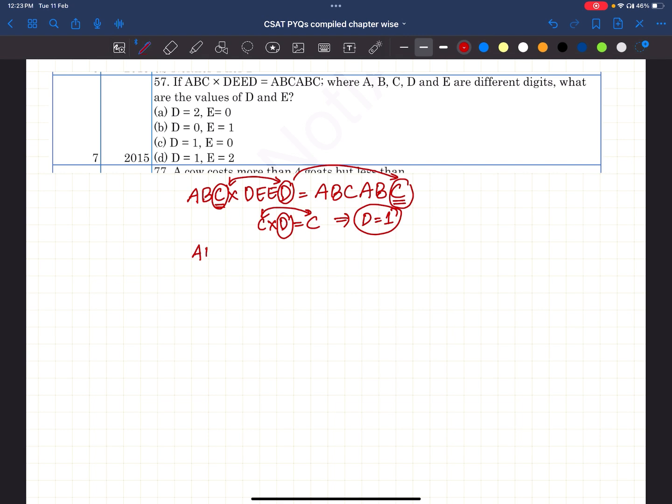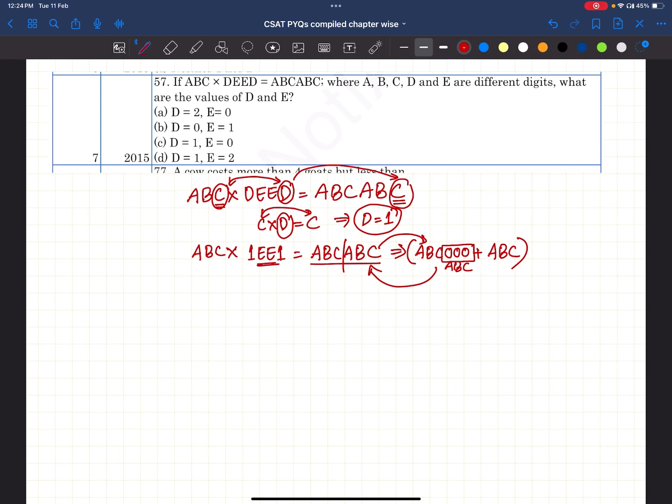Now what will happen? ABC into 1EE1 is equal to ABC ABC. Now let's see the product here. Here ABC and ABC are both repeated, right? That means ABC 000 plus ABC. This can be written like this, right? That means here there are three zeros. That's why when we add ABC here, it becomes this thing. That means E must be 0.